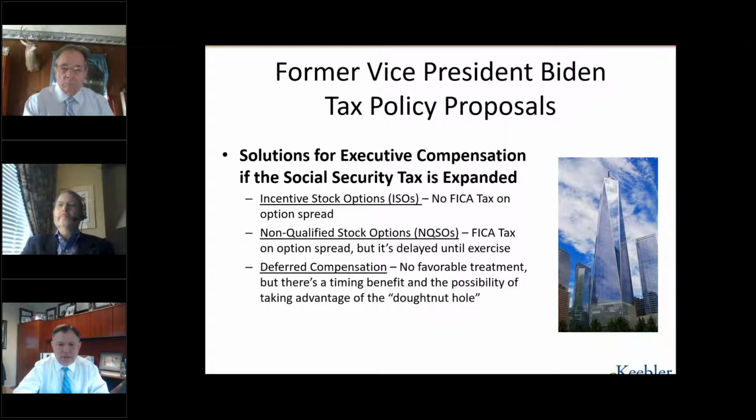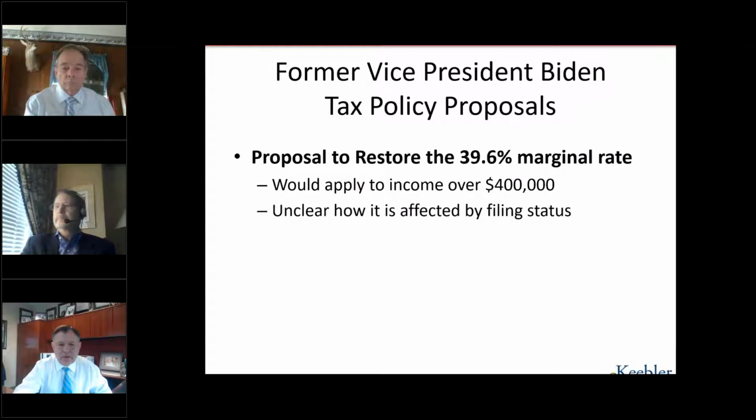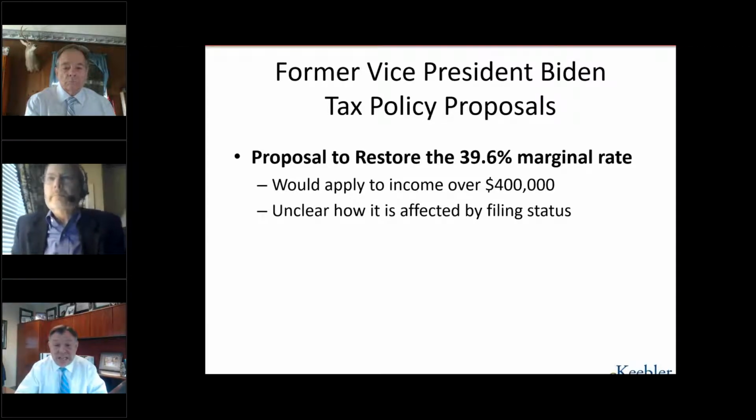Also keep in mind, AMT is very liberal right now with the bigger exemptions. Maybe a good time to exercise your ISOs. Next page, please. Now, the 39.6% rate would be restored at over $400,000 of income. It's unclear how this would be affected by filing status. That's what we just don't know. But that will sort itself out. Look at the next slide, though.